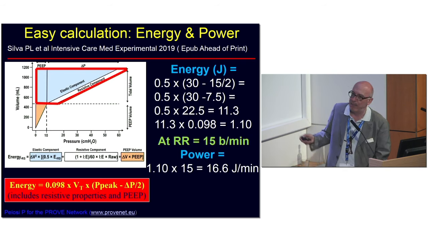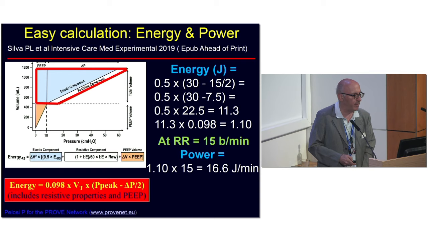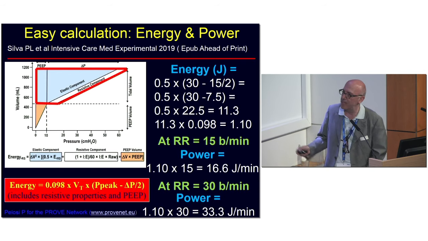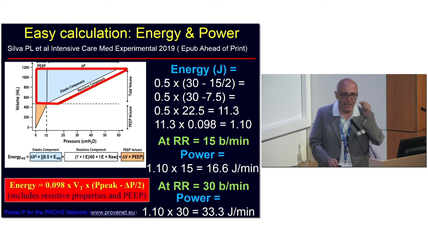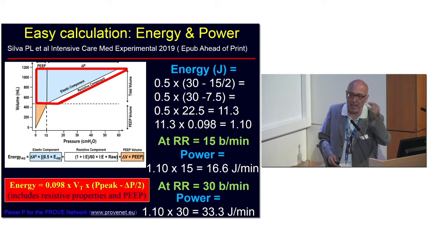If you want to calculate the power, you have to multiply the energy per breath times the number of breaths. So if 15 breaths, it will be equivalent to 16 times 6 joule per minute. If it is 30 breaths, it will be 33.3. So you see that the respiratory rate plays a major role in the amount of power that you are giving to the lung.